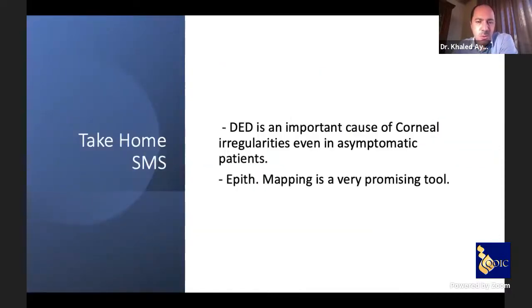So to conclude, dry eye disease is an important cause of corneal irregularities, even in asymptomatic patients. Epithelial mapping is a very promising tool that can be used to differentiate such abnormalities. Thank you very much.